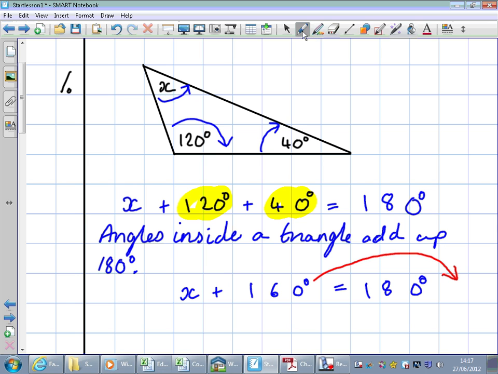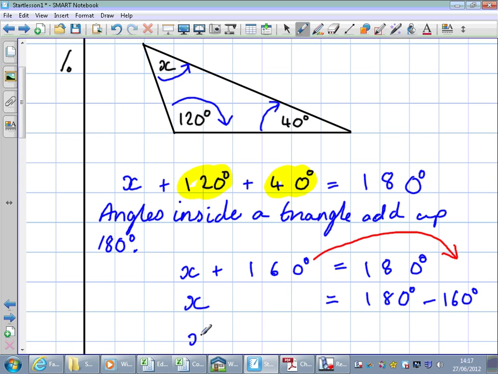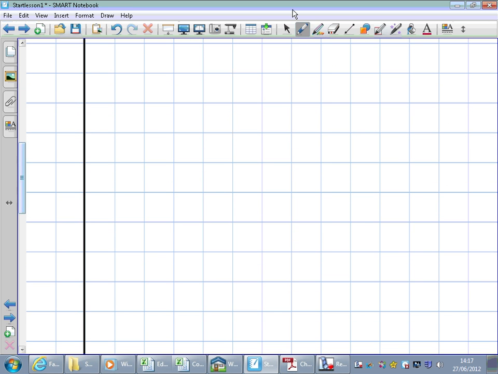We move any numbers to join each other. So x equals 180 degrees, take away 160 degrees. In other words, here's our answer. The unknown angle is 20 degrees. Right, I hope you're following this with me. Now, let's look at another example.